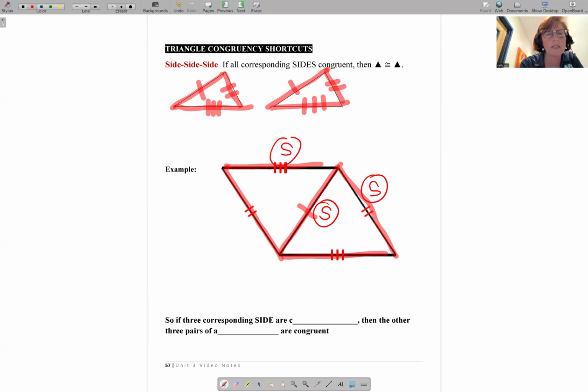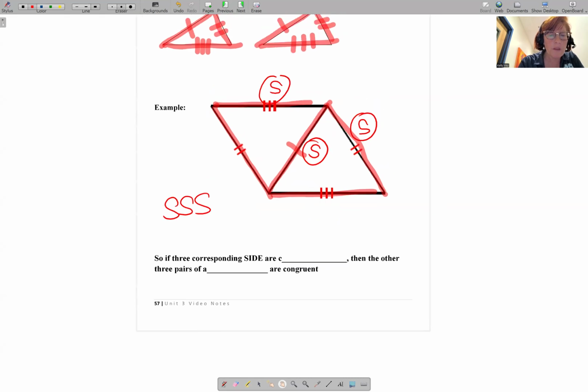So the shortcut that's being shown there is side, side, side. So if 3 corresponding sides, that should be plural, are congruent, then the other 3 pairs of angles are automatically congruent. That's what the shortcut says.